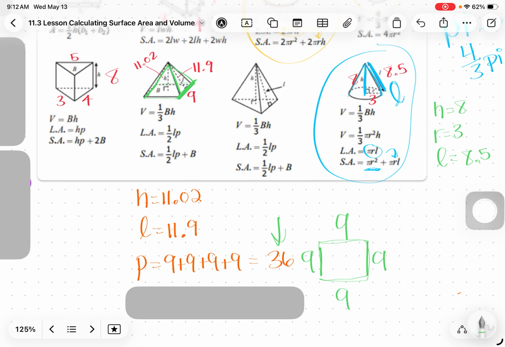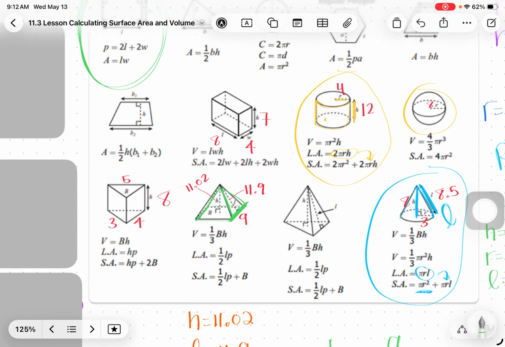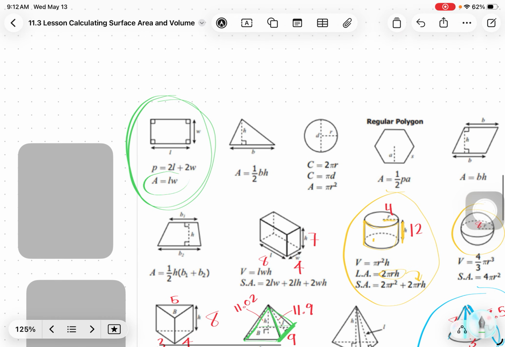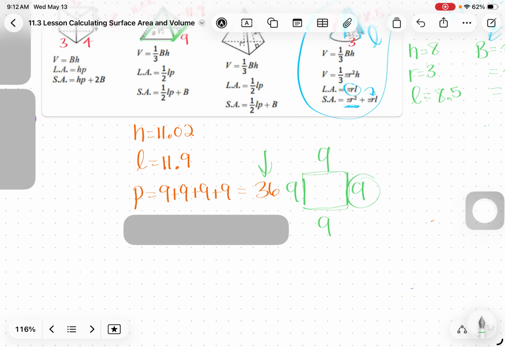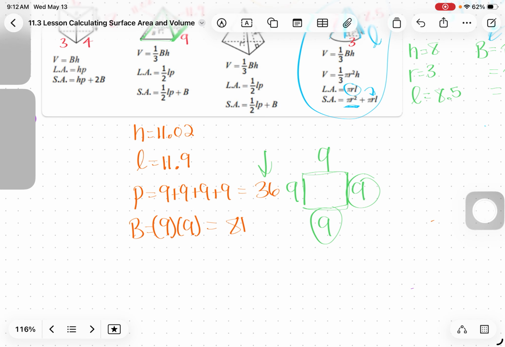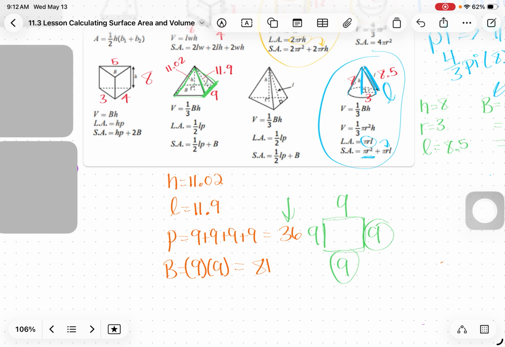Capital B is the area of that base. Again, if you go up here, the area is length times width. That's, in this case, 9 times 9. And so capital B for this square pyramid is 81. And so now I have all the values, and that means I can calculate the volume, the lateral area, and the surface area.